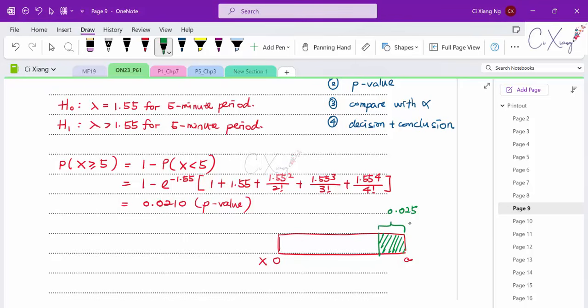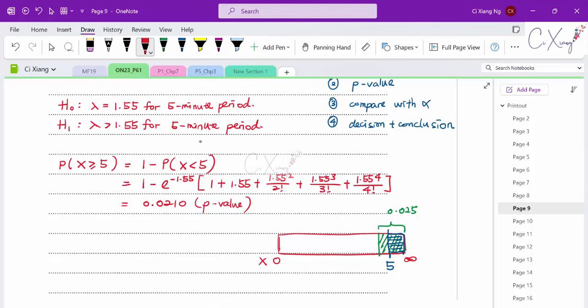Now I want to compare it with the p-value that I calculated just now. The area that I get is 0.021. So is 0.021 bigger than 0.025 or smaller? Definitely it's smaller, right? So when you draw the area, this is the area for 0.021, the blue-colored one, and this is the value 5.